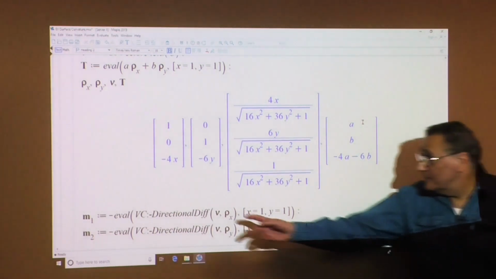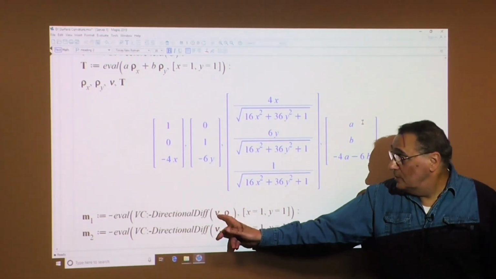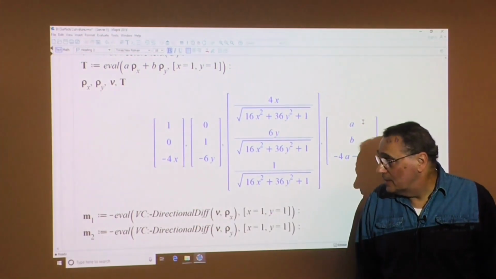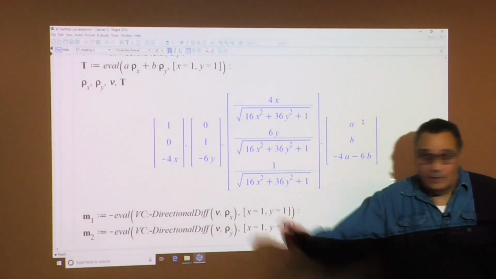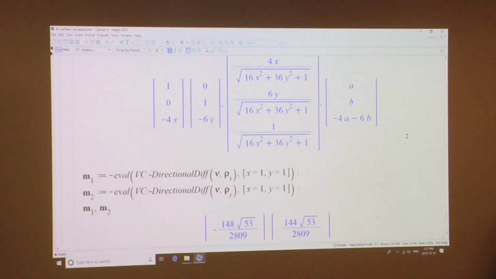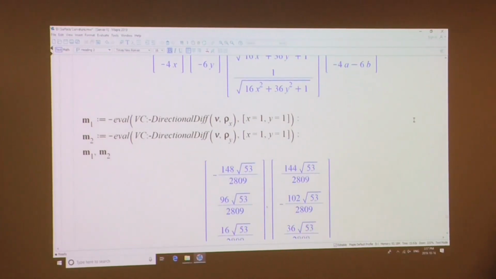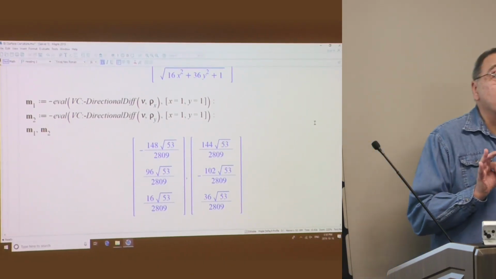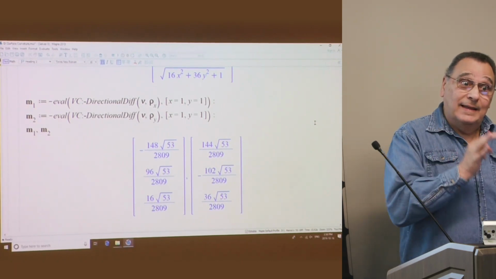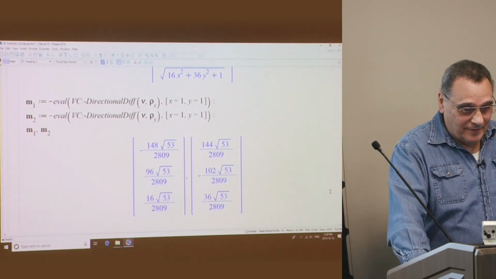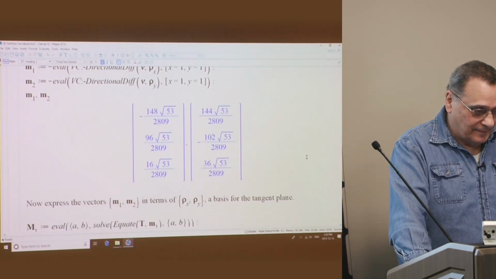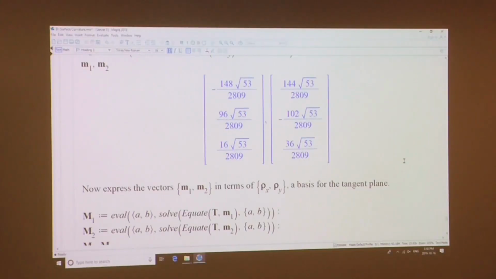Apply the directional derivative command to the normal in that direction. You get a vector. I call it M1. You do it in this direction, I call it M2. And I'm only interested in what happens at the point P, so I put x equals 1, y equals 1. These are the vectors. They are 3-component vectors. So to make this work now, we're going to have to express those in terms of the tangent plane coordinates. So here's how you do that.